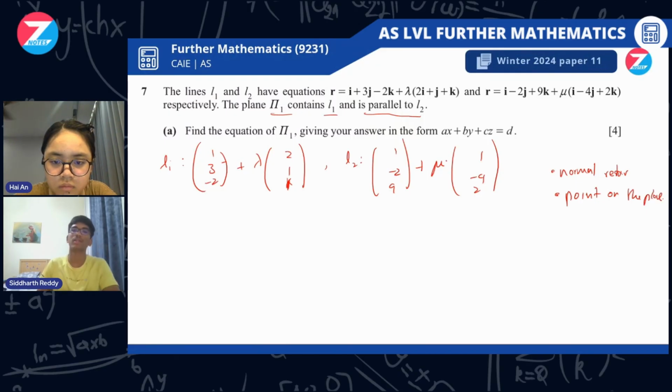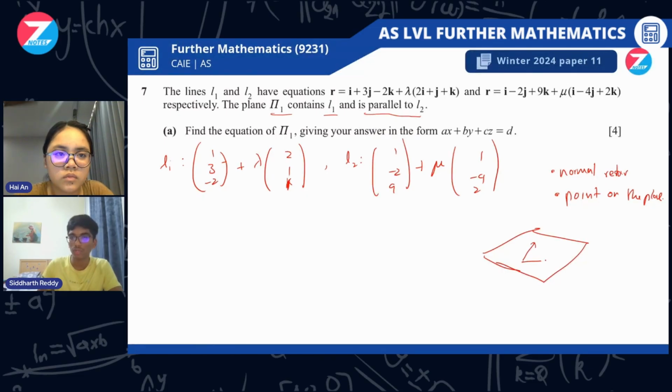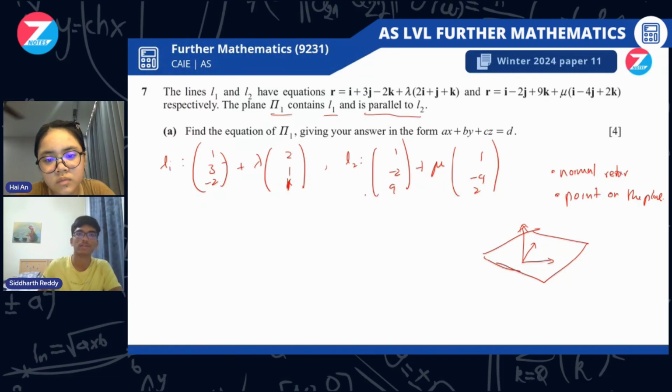So the normal vector will just be, for example, if you have this plane here, we need two direction vectors which lie on the plane. And after cross multiplying them, we can find a normal vector. So the normal vector will be perpendicular to the plane. So let's find this normal vector.